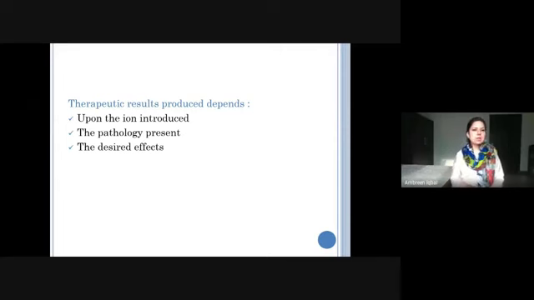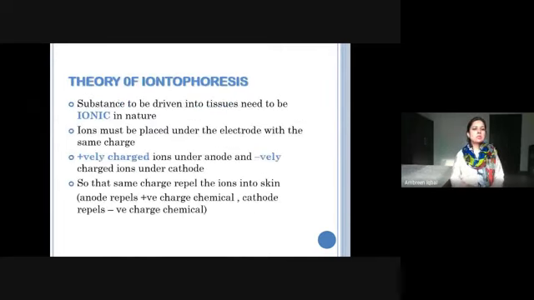Theory of iontophoresis. Substances which are to be delivered into the tissues need to be ionic in nature. The very important thing about this is that the drug you are going to deliver through this process must be ionic in nature. The ion must be placed under the electrode with the same charge. For example, if you are going to introduce positively charged ions, you must place them under the anode. If you are going to introduce negatively charged ions, you must place them under the cathode. So the same charges repel the ions into the tissues. The anode repels positively charged chemicals and the cathode repels negatively charged chemicals.